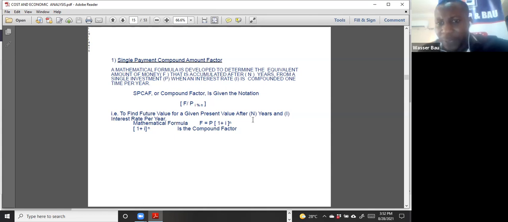Here is the mathematical formula. If you want to find the future value, multiply the present value by 1 plus the interest rate raised to the power of the number of years. Some of us must know this, some of us have come across this before now. But in this class, don't crack your head about this formula because we'll be using what we call an interest table, just like we have 4-figure tables in our secondary school. Those of you that do design, we have different charts that we use.